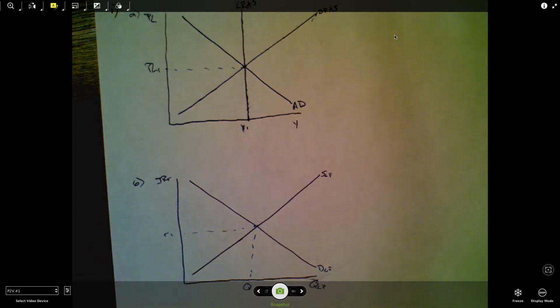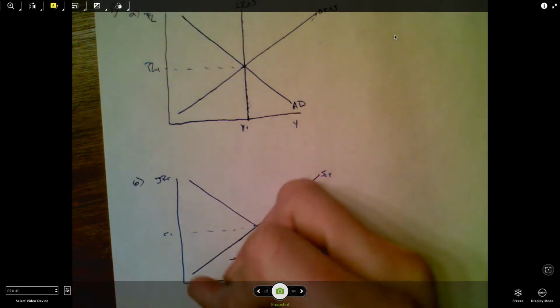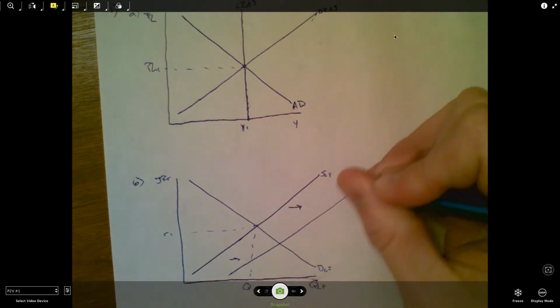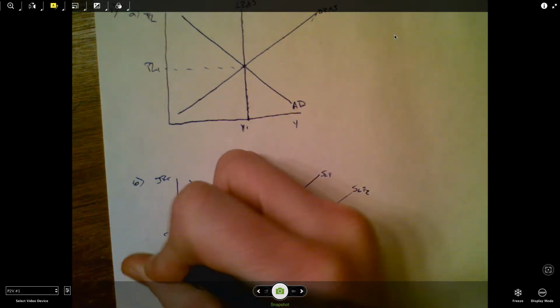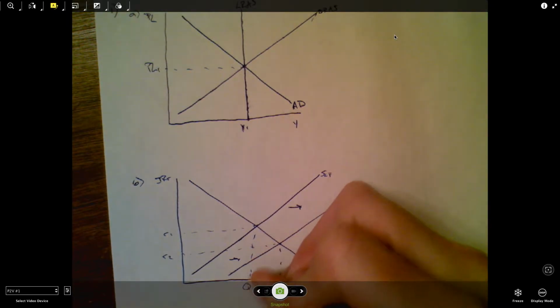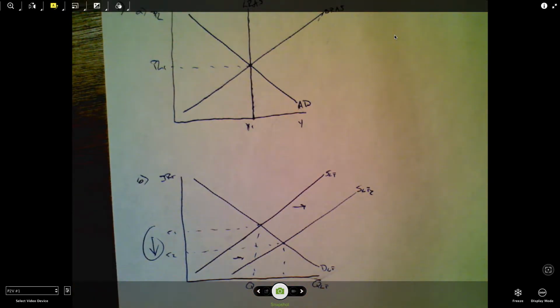Now, remember that in this market, savers are supply. Demand, that's investors. So this question is saying personal savings increase. That means our supply would increase. That supply is how much money is put into banks, our savings accounts. So that's R2. Let me go down to Q2, and there it is. There is the change in real interest rates, a decrease in real interest rates.